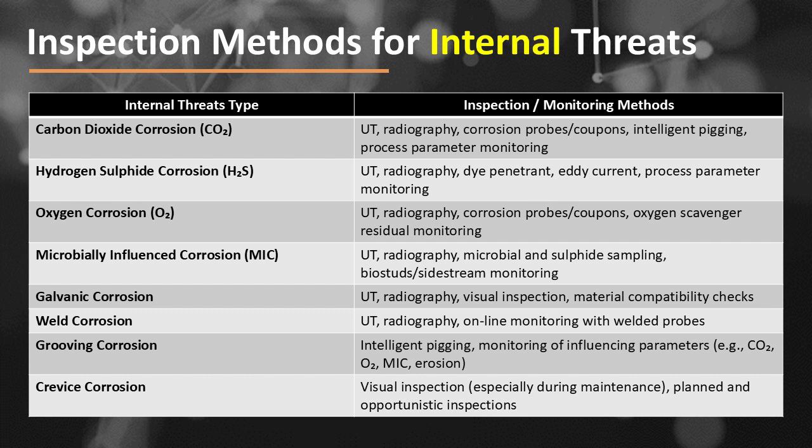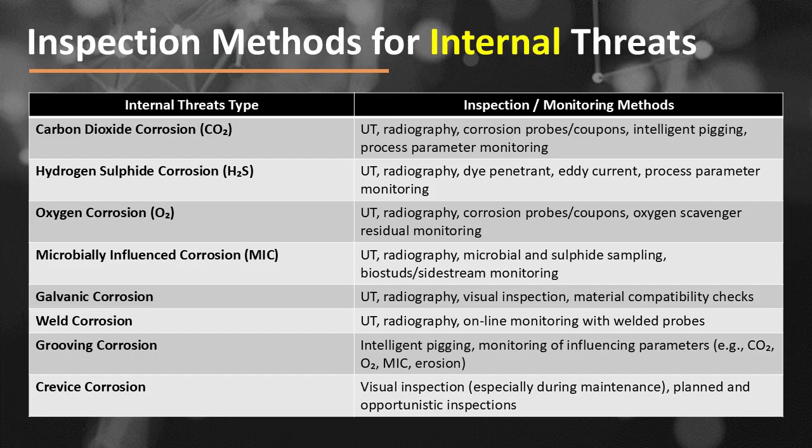If the internal threat type is weld corrosion, then the inspection or monitoring methods that can be used are UT, radiography, and online monitoring with welded probes. If the internal threat type is grooving corrosion, then the method that can be used is intelligent pigging.